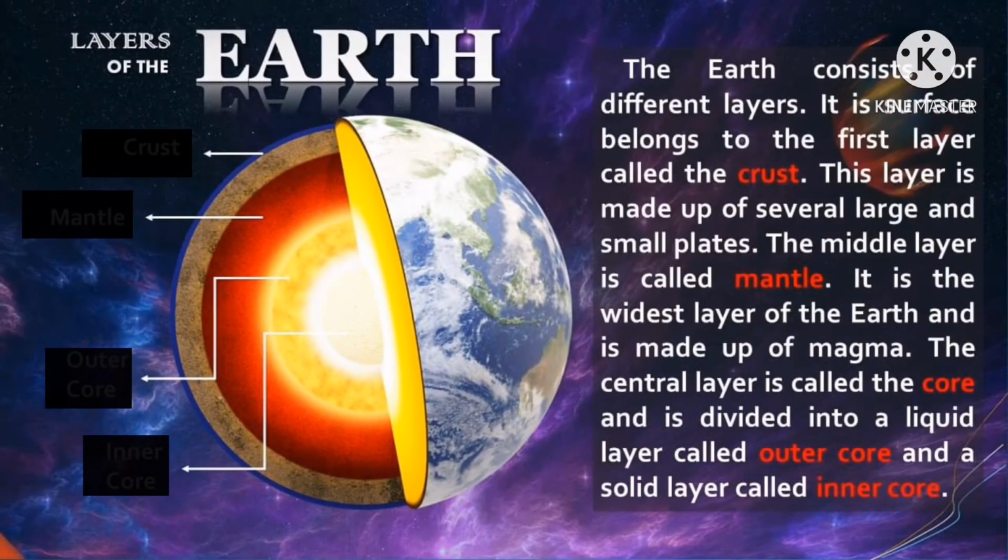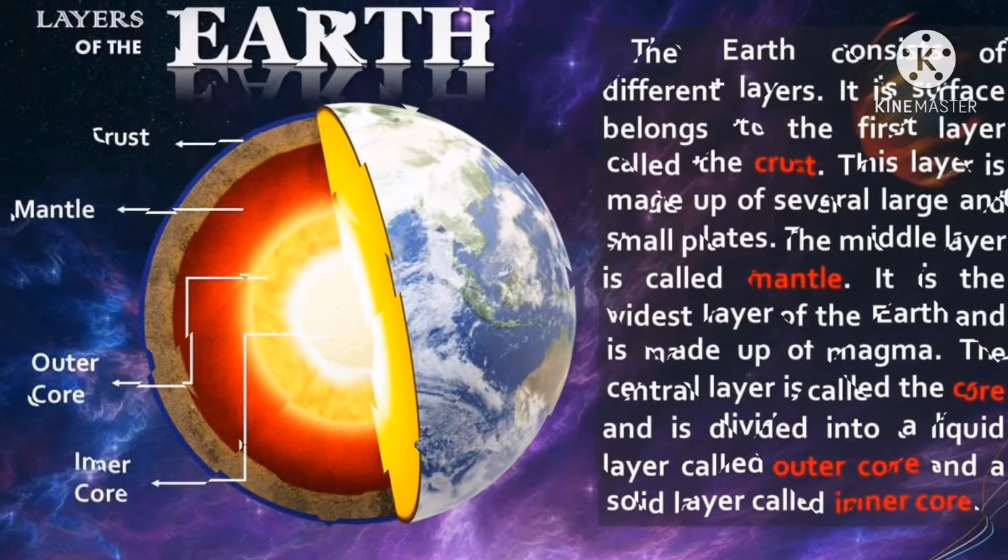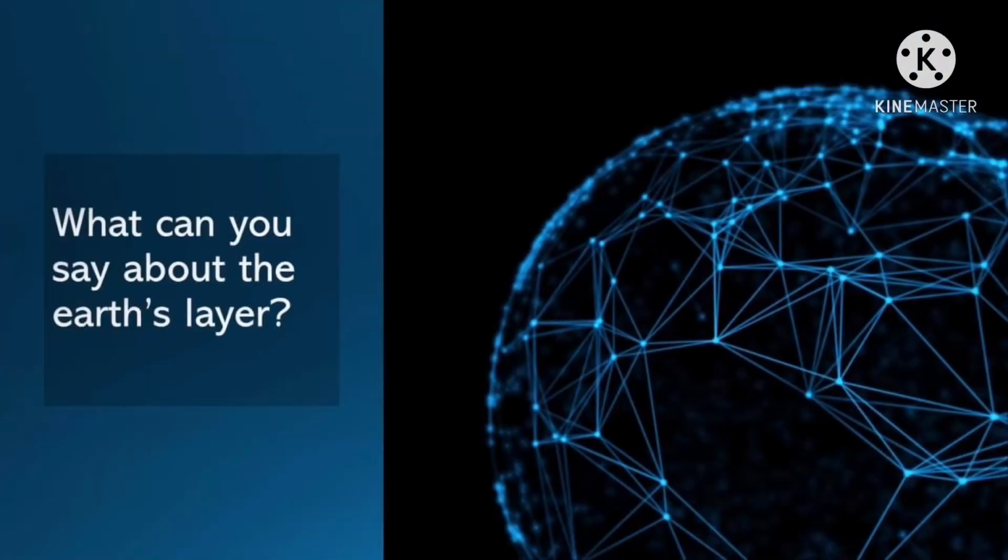The earth consists of different layers. Its surface belongs to the first layer called the crust. This layer is made up of several large and small plates. The middle layer is called mantle. It is the widest layer of the earth and it is made up of magma. The central layer is called the core and is divided into a liquid layer called the outer core and the solid layer called the inner core. What can you say about the Earth's layer?